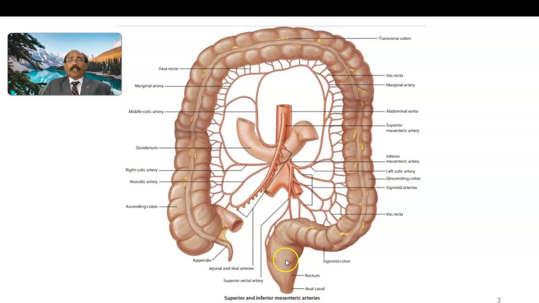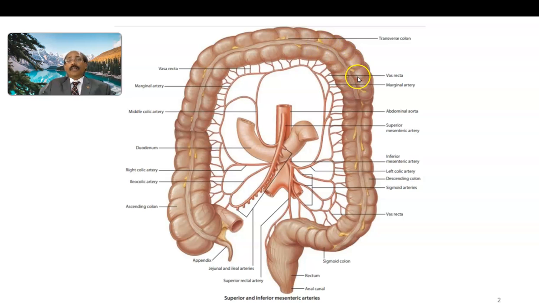This part, rectum, anal canal, lower part will get contribution from the internal iliac artery via the middle rectal artery, and from the internal pudendal artery via the inferior rectal artery. Otherwise, entire large intestine is supplied by the branches of the superior mesenteric artery and inferior mesenteric artery. Superior mesenteric artery supplies up to this level.